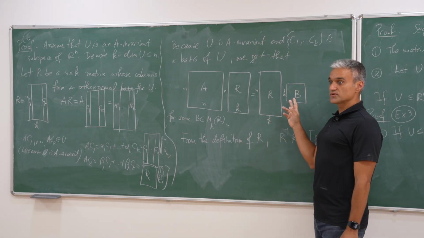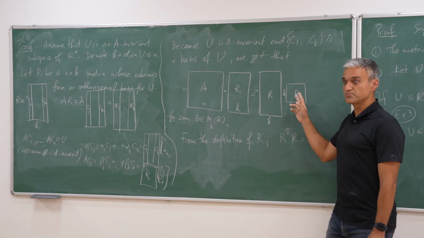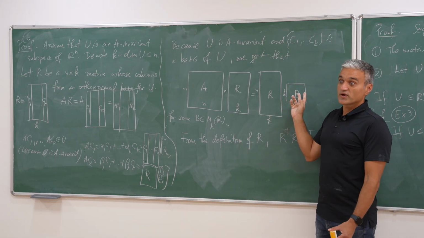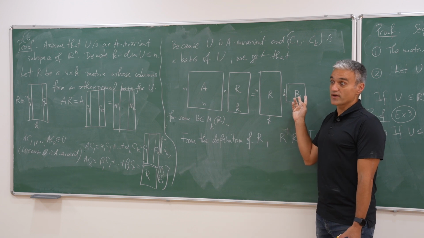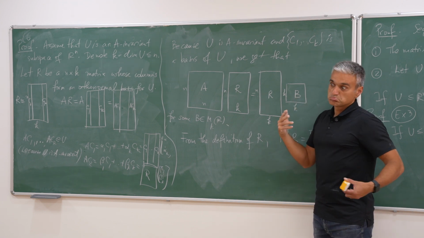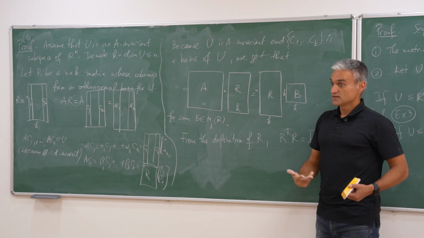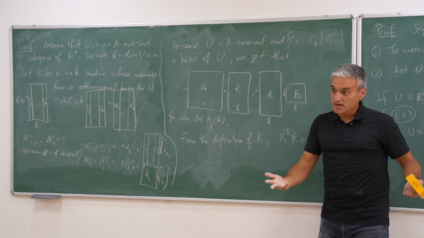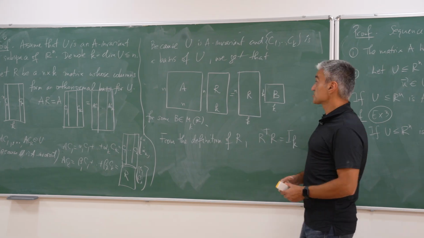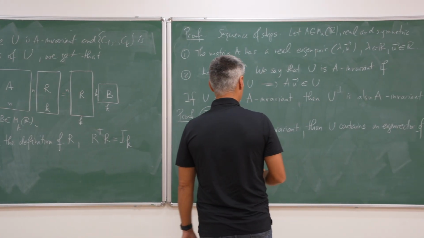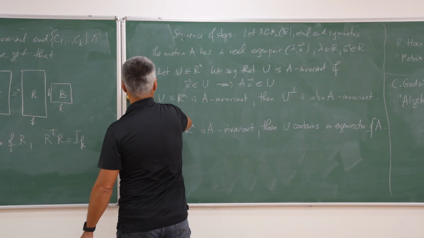Well, then let's look on the right hand side. What do I have? I have R, I have B. What do I like about B? B is square. So because it's square and it's real, it has an eigenvalue and an eigenvector. So let's try to use that and see if it works, okay? So let me erase here.